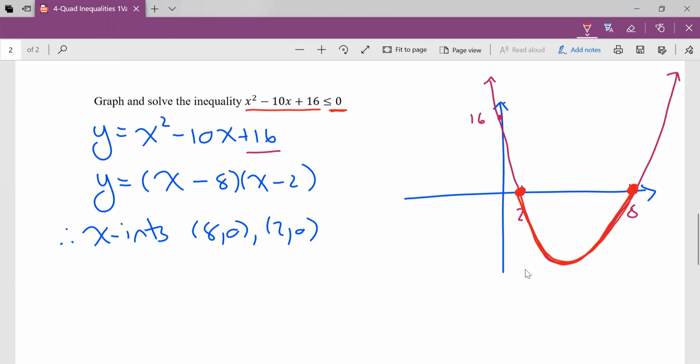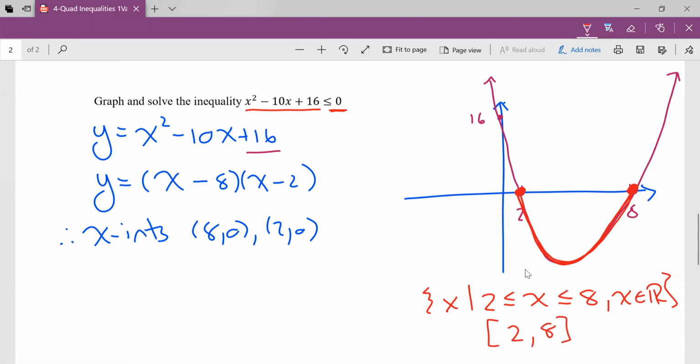So our solution to this inequality then is that region. So our solution is this: 2 is less than or equal to x is less than or equal to 8. Okay, and we should write it a little bit more properly like that. Again, if you're using interval notation, there's your solution from 2 to 8, just like that.